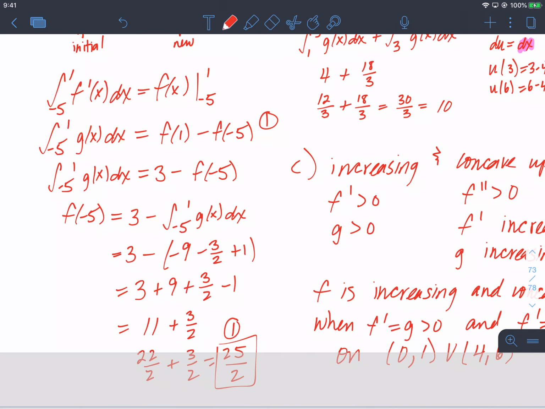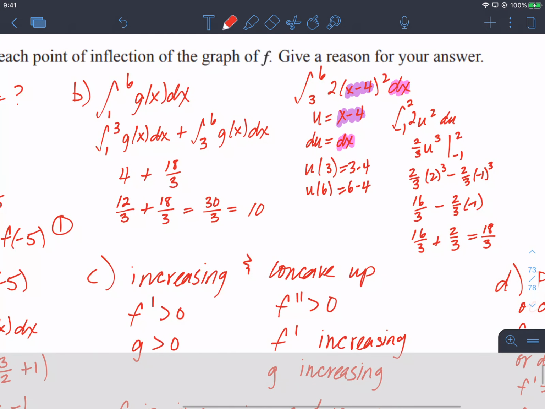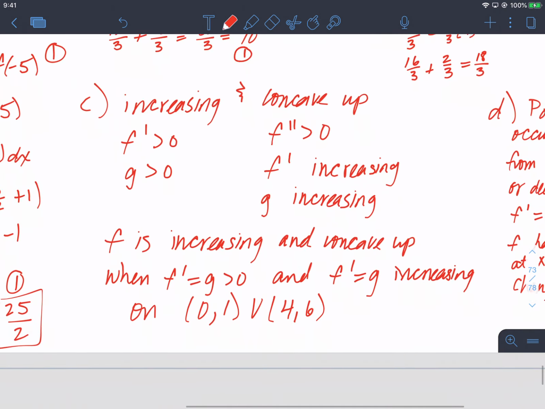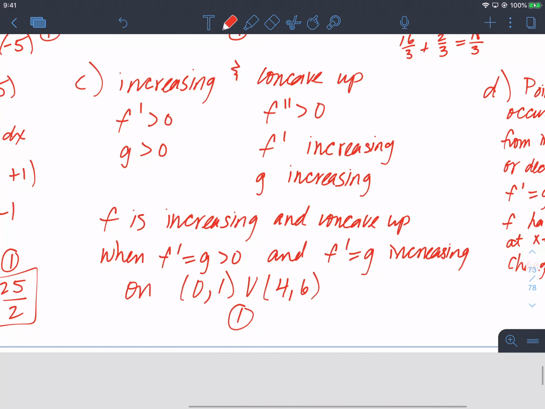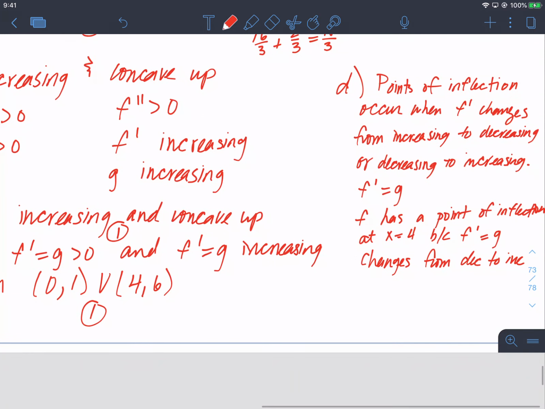For part B, you would get a point for splitting it up between 1 to 3 and 3 to 6, 1 point for an antiderivative, so even though we did a u substitution, we would still get our point, and then 1 point for our answer. For part C, you would get 1 point for your intervals and 1 point for your justification. And then for part D, 1 point for your answer, 1 point for your justification.